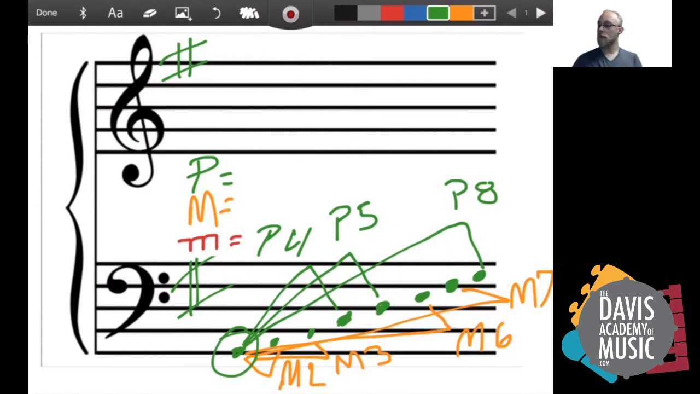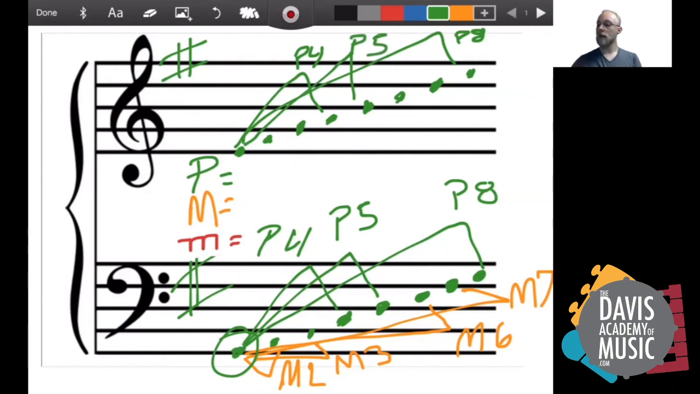Now, if we want to look at the minor version, keeping the same key signature, we would start with E minor. So you have E, F sharp, G, A, B, C, D, and then of course our octave here. Now again, this E to E octave is going to give us our perfect octave, even in a minor scale. Still going to be perfect. And even in a minor scale, our 1 to our 4 is going to be perfect, so here is a perfect fourth. Then from our E to our B is going to be a perfect fifth.